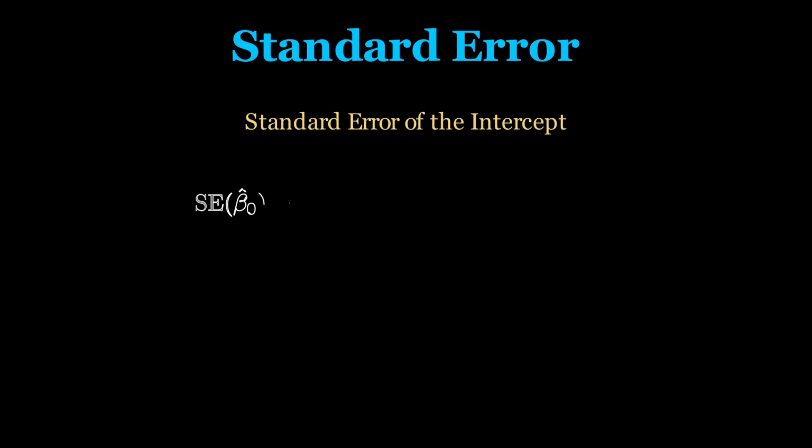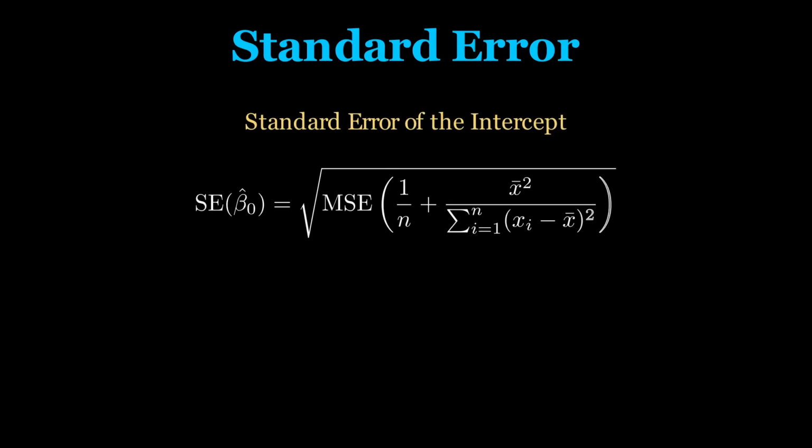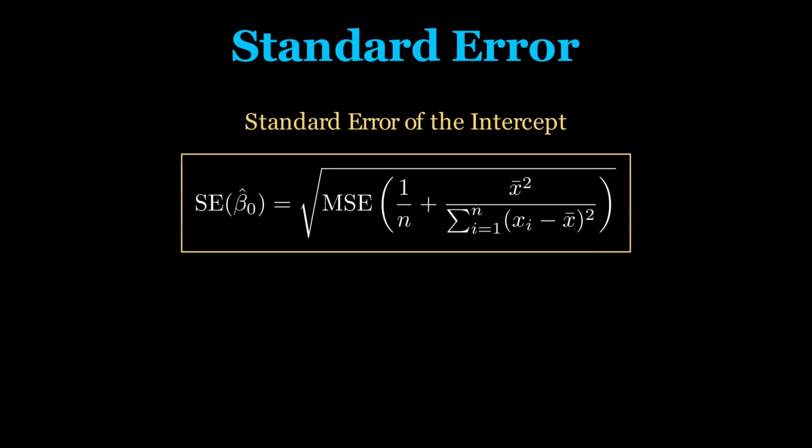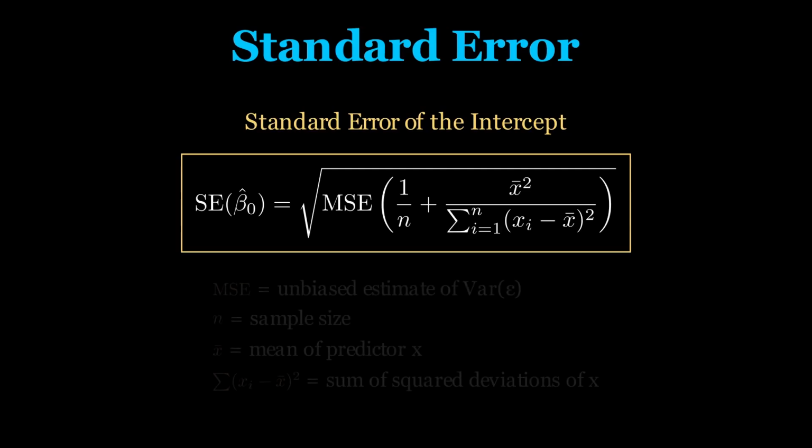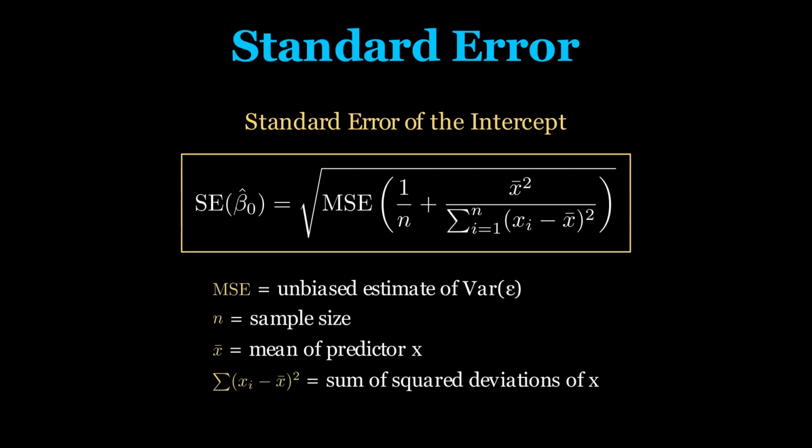Let's start with the standard error of beta hat 0, the intercept. SE of beta hat 0 equals the square root of MSE times the quantity 1 over n plus x bar squared over the sum of x i minus x bar all squared. Let's break down the ingredients. MSE is our unbiased estimate of the variance of the error term. n is the sample size, x bar is the mean of the predictor variable, and the denominator inside the parentheses is the sum of squared deviations of x from its mean.